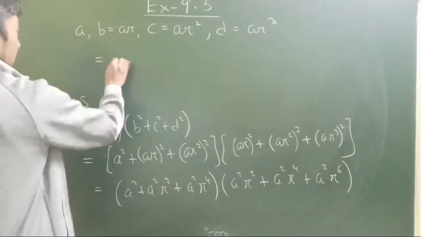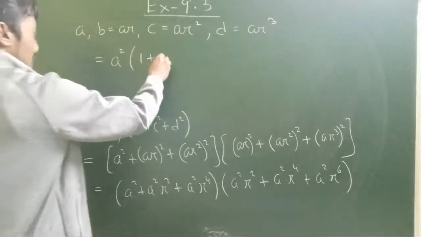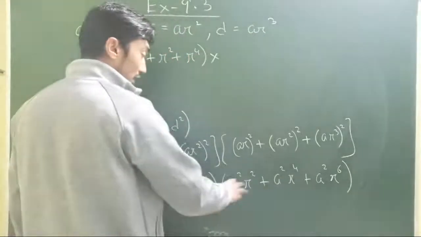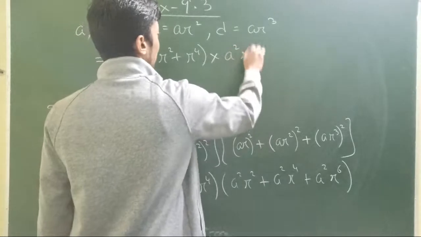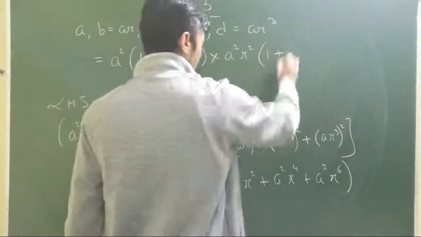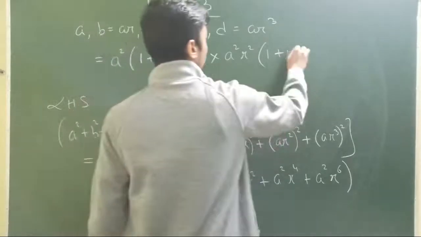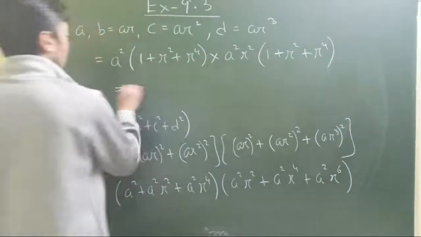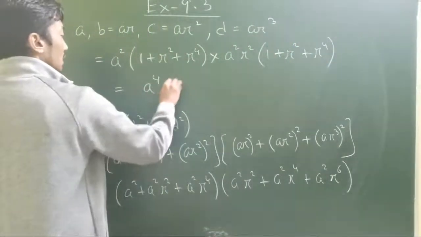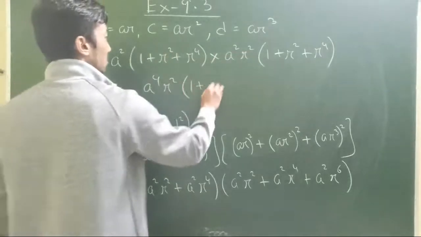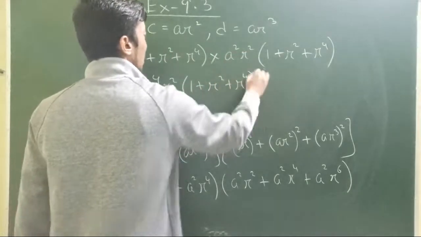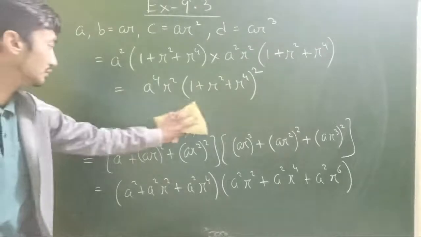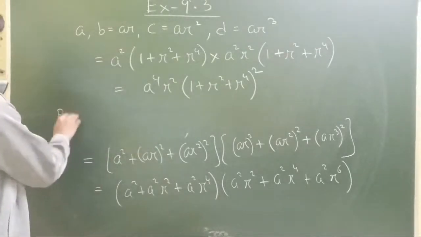From here I can take A square common, so that's 1 plus R square plus R power 4, into, from here I can take A square R square common, so that's 1 plus R square common, that's again R power 4. So if we just combine, we'll have A power 4, R square, these two are the same terms, 1 plus R square plus R power 4 whole square. Our job is not to simplify, our job is just to prove, so let it be. And if we're done with that, we will go to the right hand side.